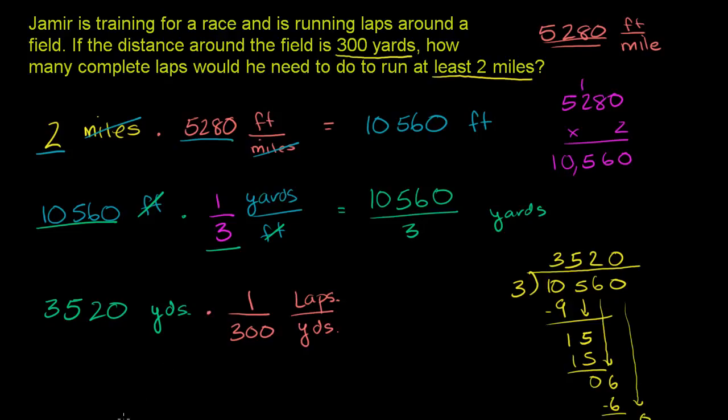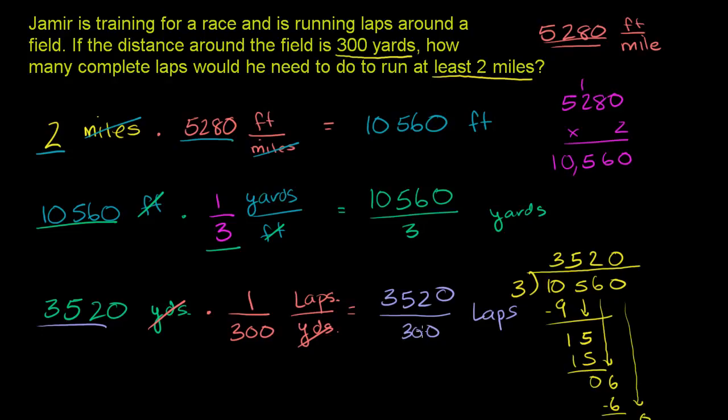So now if we multiply this right here, the yards will cancel out, and we will get 3,520 times 1 over 300. When you multiply it times 1, it just becomes 3,520 divided by 300. And in terms of the units, the yards canceled out. We're just left with the laps. So this is how many laps he needs to run. So 3,520 divided by 300.